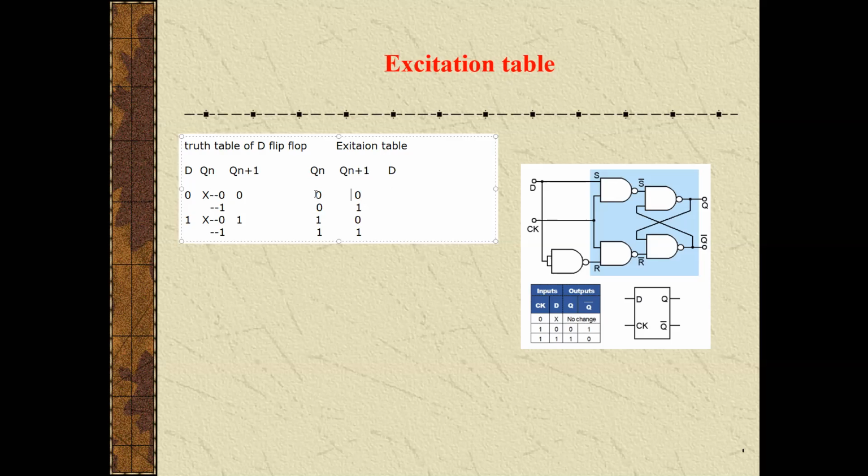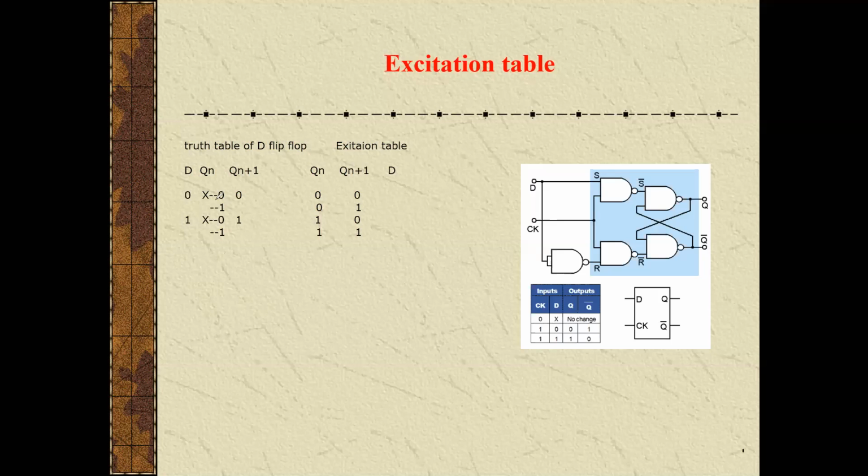If the present state is 0 and the next state is also 0, what should we provide at the input terminal? We have to predict this in the excitation table. There are two terminals and 2 raised to the power of 2 combinations, nothing but 4 combinations: 0 0, 0 1, 1 0 and 1 1. This is the present state, also called the previous output.